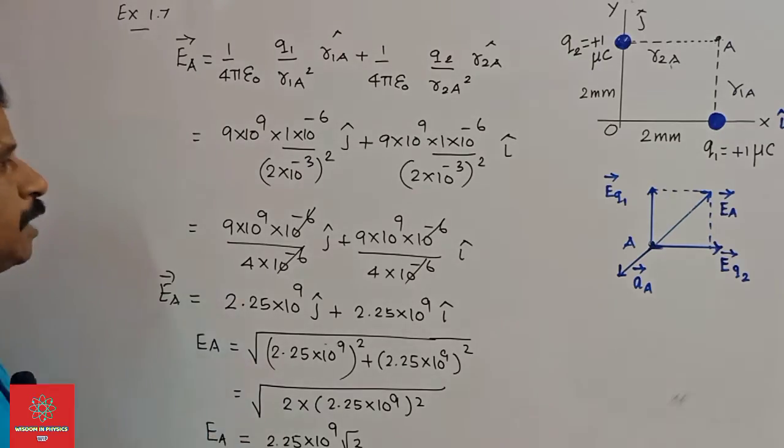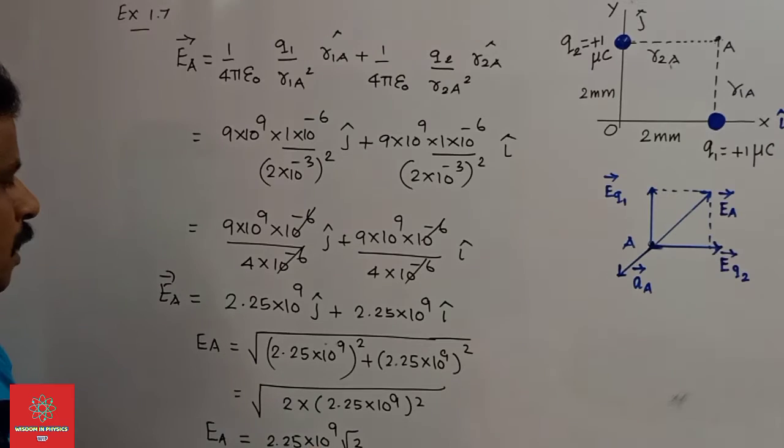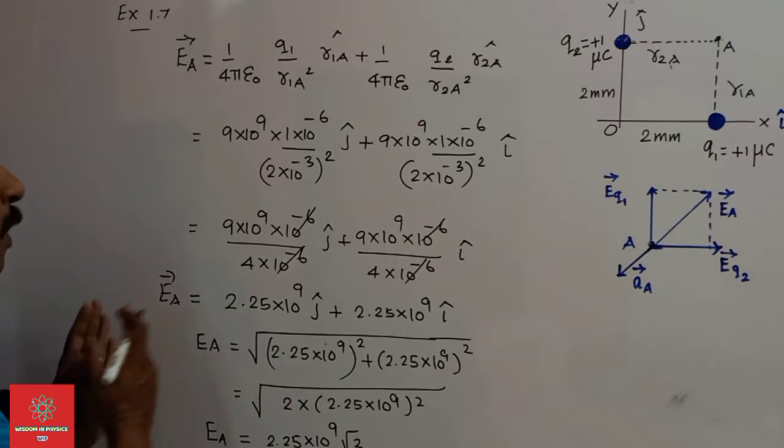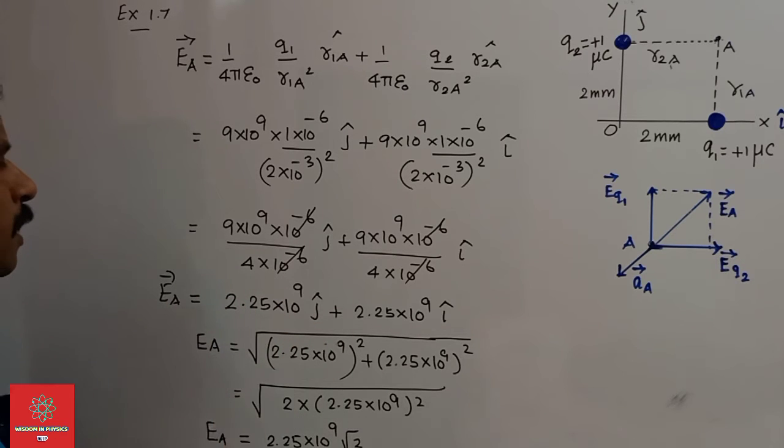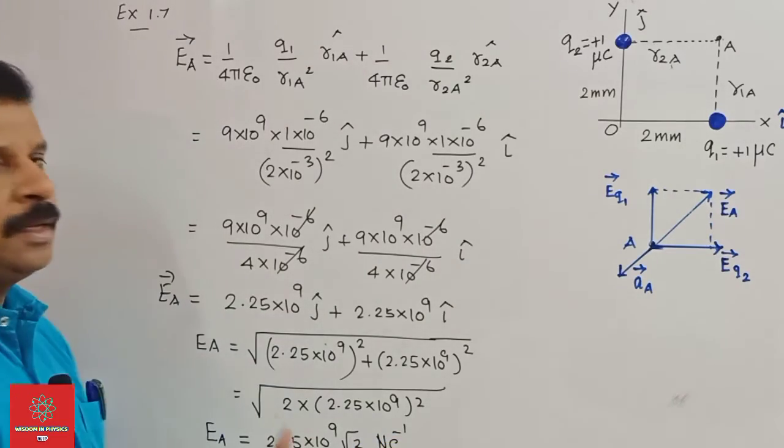So this is the magnitude of the electric field, which is 2.25 into 10 to the power of 9 into root 2. So that is the formula you can get. So you take the modulus and simply you can take root of 1 square plus 1 square, that is also root of 2 you will get. So this is the magnitude. What is the unit? Newton per coulomb, NC power minus 1. This is the electric field.